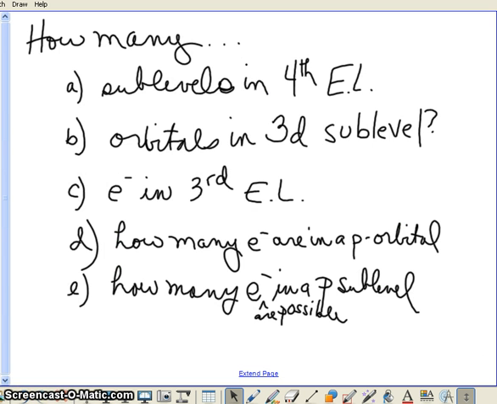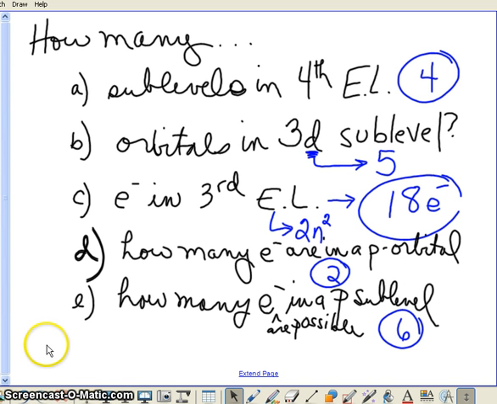A little bit more review. How many sublevels are in the 4th energy level, etc.? Read through these questions, pause, write down your answers. Pretend that this is your quiz. Hopefully you took the time to stop the podcast, write down your answers, and check to see if you are correct.